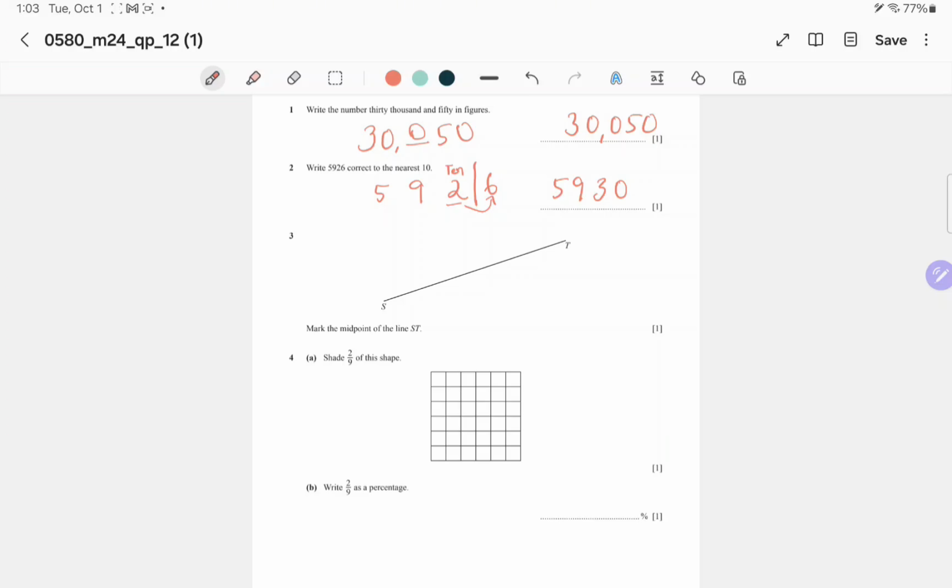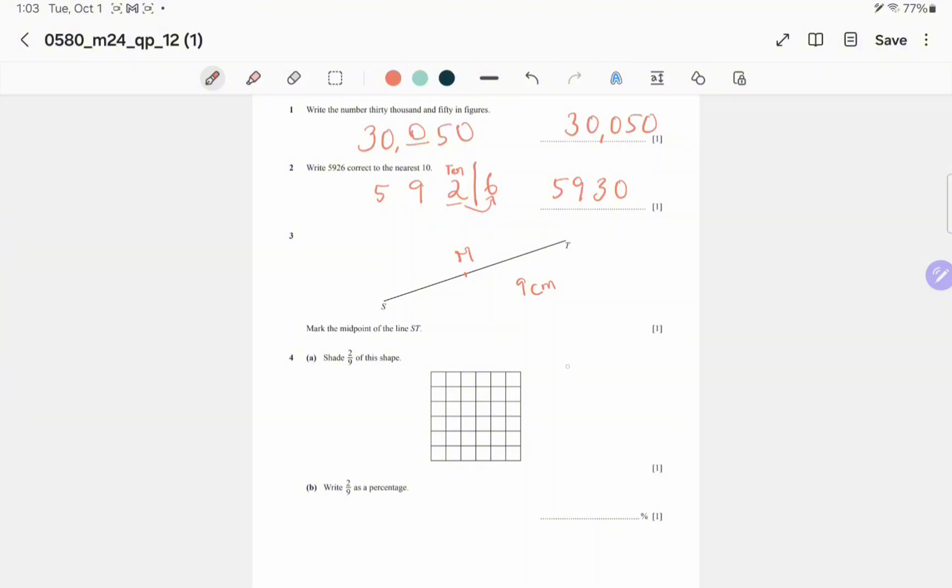So coming to the third question, mark the midpoint of the line ST. So which is the total measure, the total length of the line, it is approximately 9 centimeters. So with your scale, mark the center point as M. That's all. Okay, so now we will go to the fourth question.